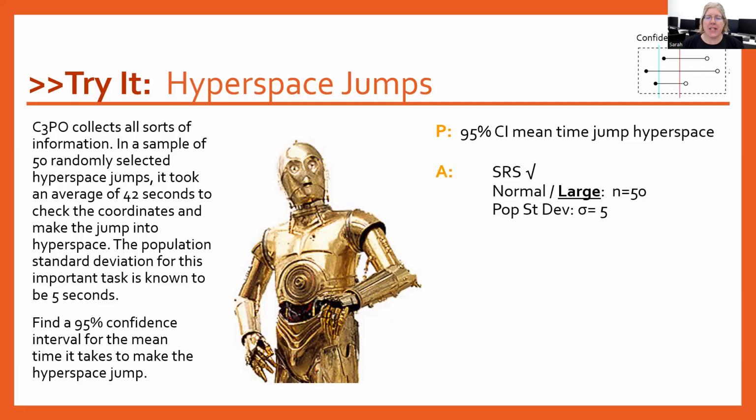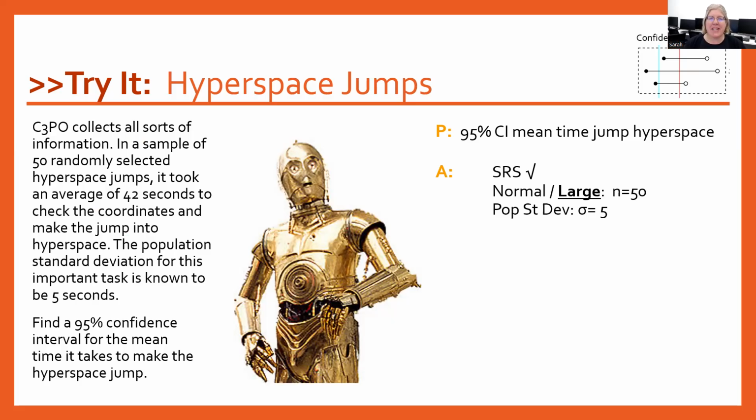Our assumptions and conditions. So the first one is simple random sample. So I wrote SRS, and it says that we have a sample of 50 randomly selected hyperspace jumps. So I'll just put a check mark after that, indicating that I do have a simple random sample. You could put a little star there that says stated.